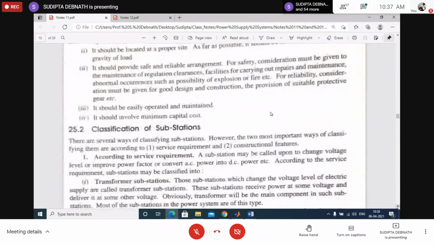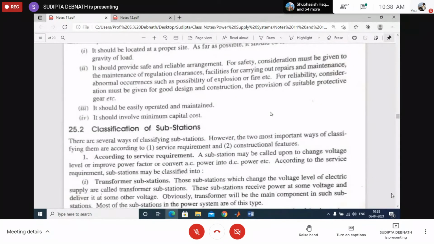Then classification of substations. Now classification can be done on two bases. First, service requirement. Whatever I have discussed is on the basis of service requirement. If power factor needs to be improved, that is the power factor substation. If voltage needs to be stepped up or stepped down, that is the transformer substation, like that. And then constructional features: how is the construction of the substation?